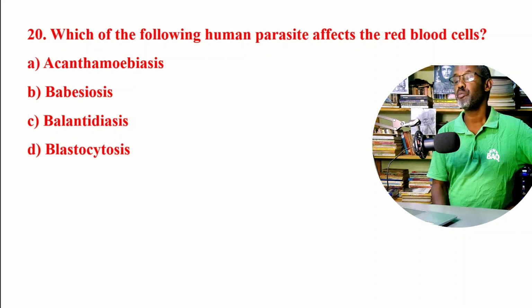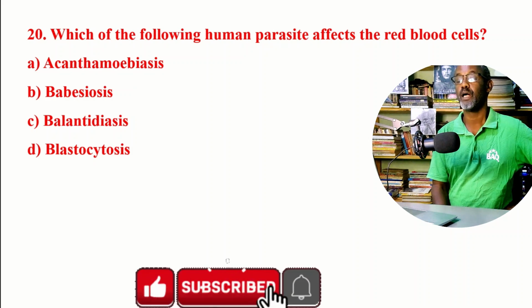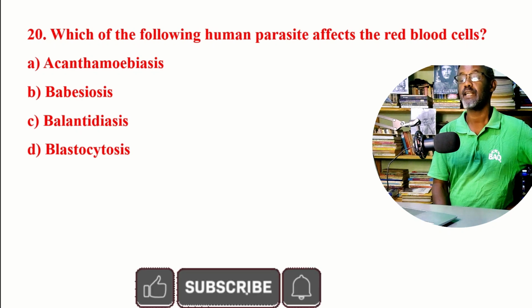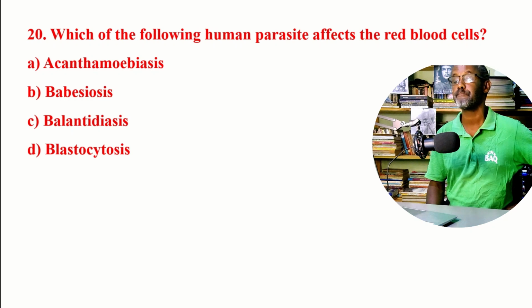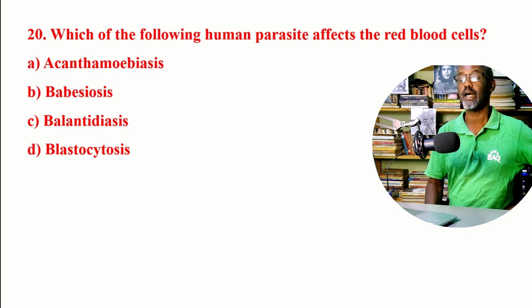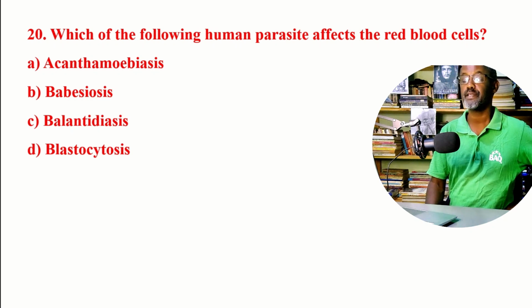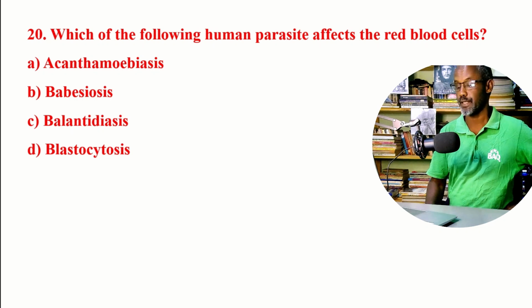Which of the following human parasites affects the red blood cells? It's very simple. A. Acanthamoebiasis. B. Babesiosis. C. Balantidiasis. D. Blastocytosis. The answer is B.